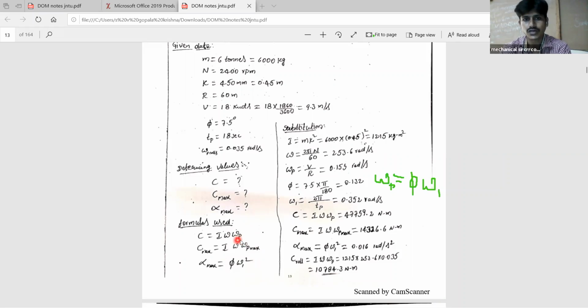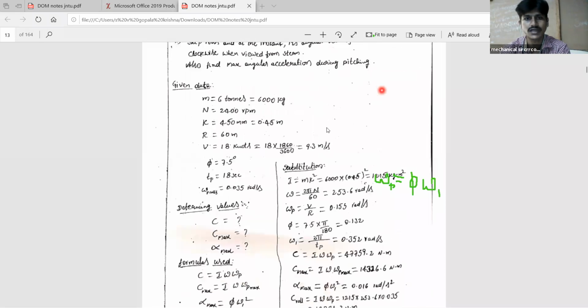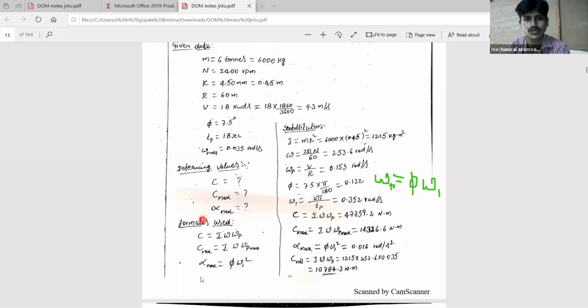During steering we find it through the formula v by capital R, omega p equals v by R. During pitching, I already said it is pi omega 1. And during rolling it is already given in our problem. That is the only amendment in our gyroscopic couple problems. Okay sir.